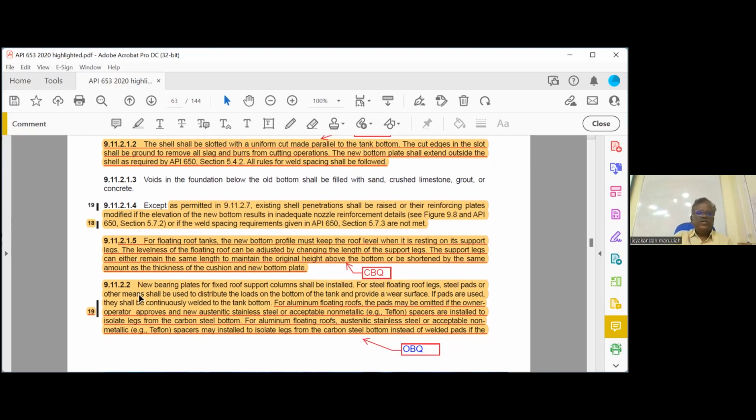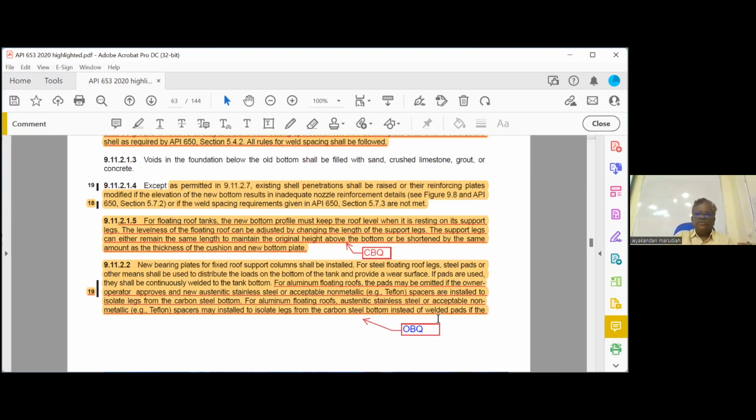Then 9-11-2.2, last 4 lines. For aluminum floating roofs, the pads may be omitted if the owner-operator approves new austenitic stainless or acceptable non-metallic material. Last line: for aluminum floating roof, austenitic stainless steel or acceptable non-metallic Teflon may be installed to isolate the leg from the carbon steel bottom. Suppose you are using an aluminum floating roof and the legs are made of aluminum, they should not directly contact the carbon steel bottom. So use stainless steel or Teflon. That is an open book question.